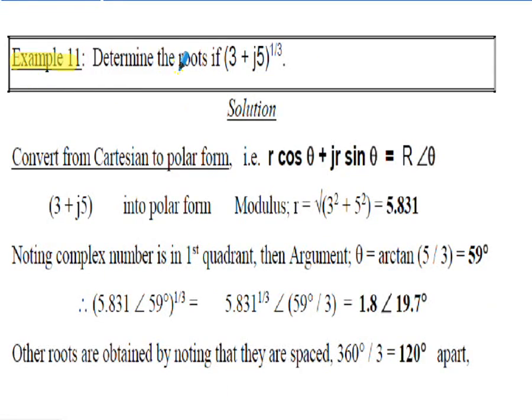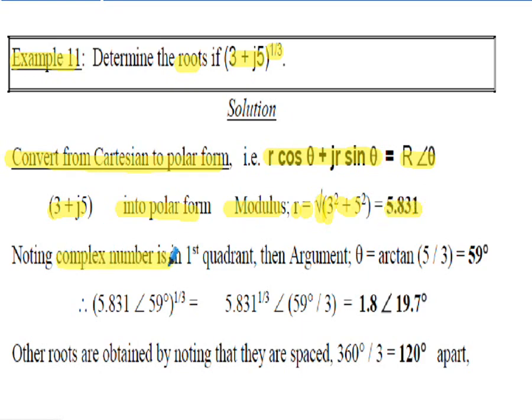Example 11. We're asked to determine the roots of 3 plus j5 to the power of a third. So we're looking for three roots here. The first step is to convert from Cartesian to polar form, noting that r cos theta plus jr sin theta is equal to r argument theta. For 3 plus j5, the modulus r is, by Pythagoras' theorem, 3 squared plus 5 squared all square rooted, so the modulus r is 5.831.